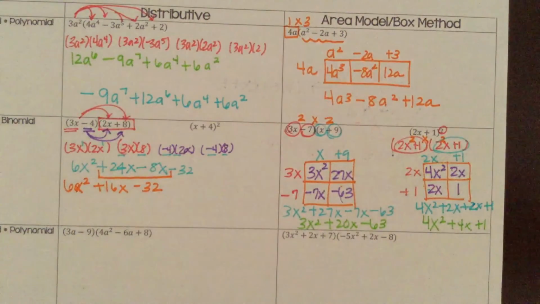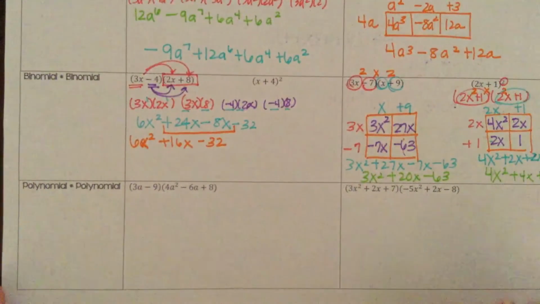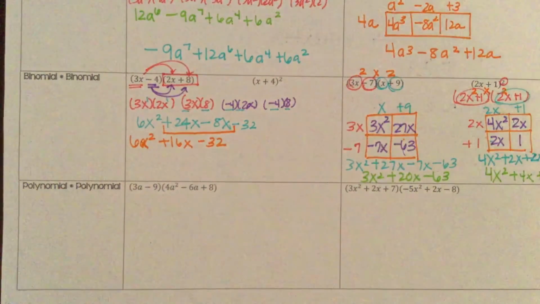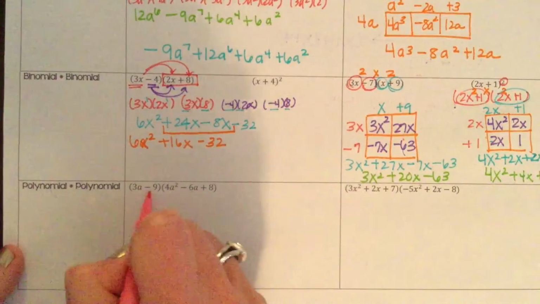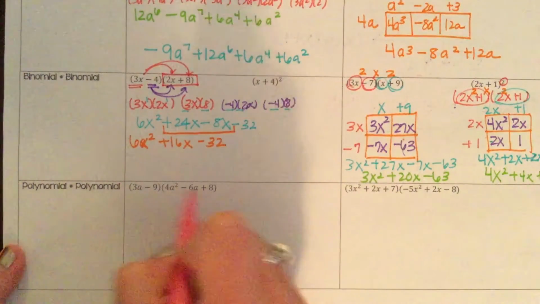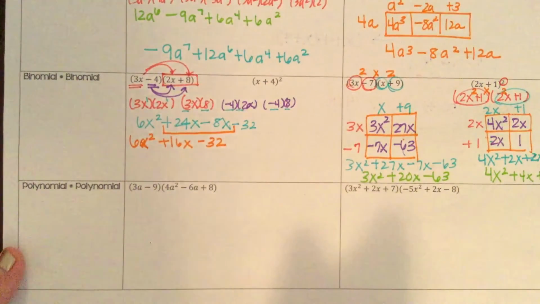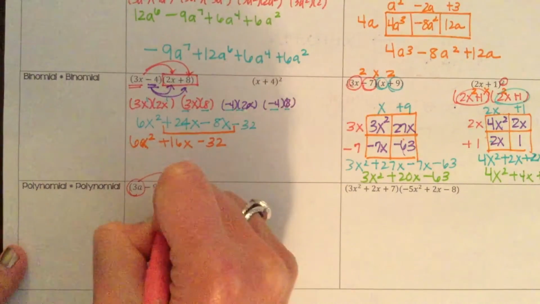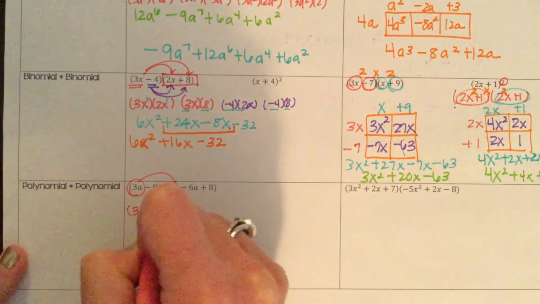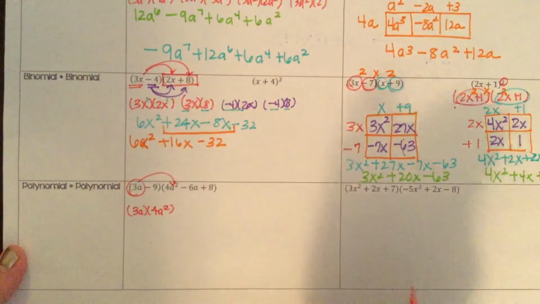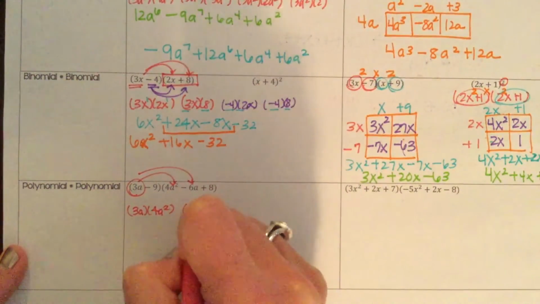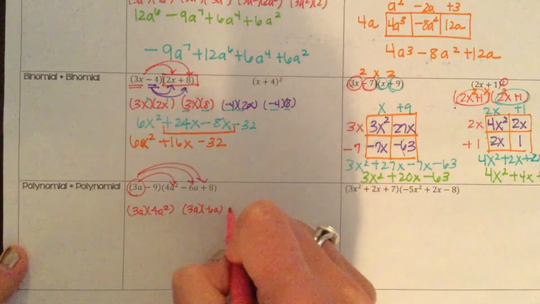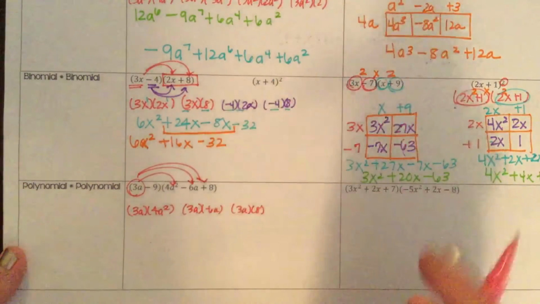The last multiplication we can do is a polynomial times a polynomial. We will continue to use this idea of distributing. I have two things here, and both of them need to be distributed to all three terms over there. I'll start with my 3a. 3a is going to be distributed to a 4a squared. 3a is also going to be given to the negative 6a, and 3a will be given to the 8.